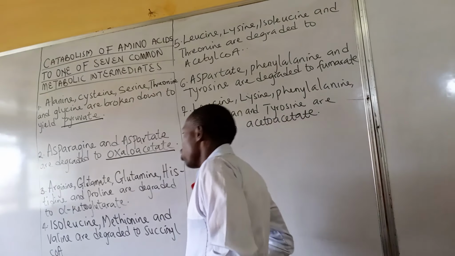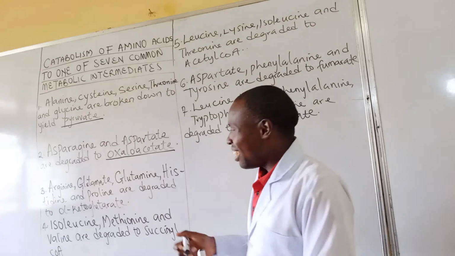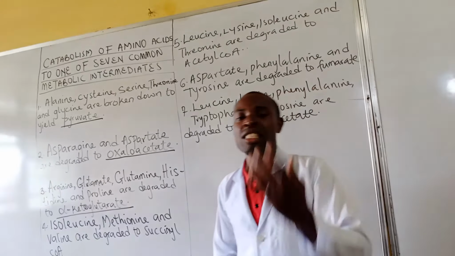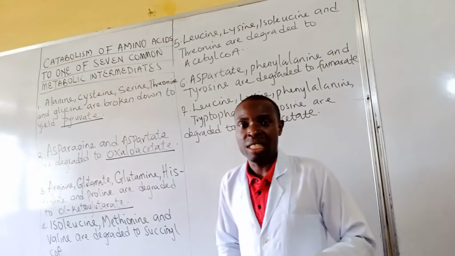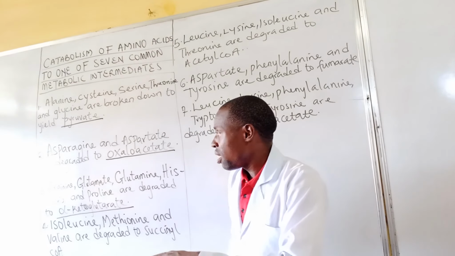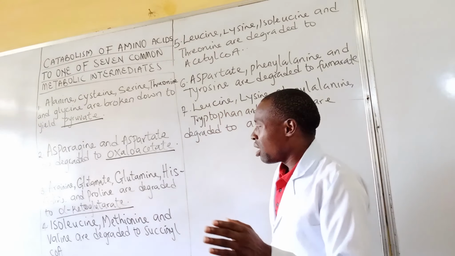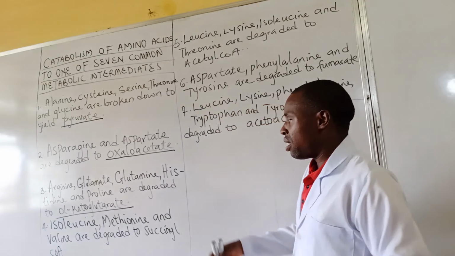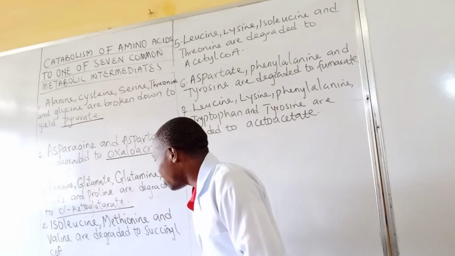Number three is arginine, glutamate, glutamine, histidine, and proline. When they are degraded, they yield alpha-ketoglutarate. For those of you taking international exams outside the country, you should understand that arginine, glutamate, glutamine, histidine, and proline, when broken down, yield alpha-ketoglutarate. While number four is that isoleucine, methionine, and valine are degraded to yield what now?